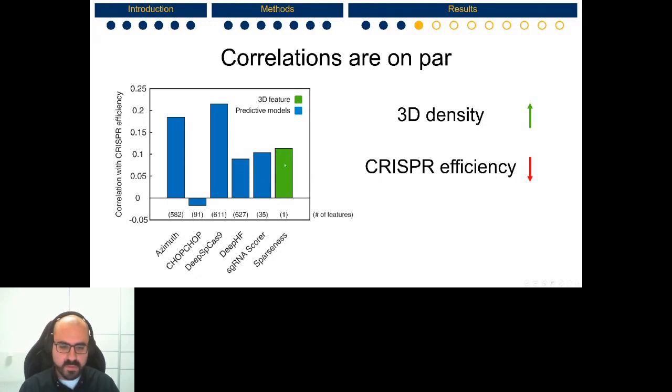You can also see that here, since, as I said earlier, this feature is a sparseness feature, the green one, and it is positively correlated with efficiency. And so dense regions are less efficient and vice versa. So this is the second point I wanted to talk about, this trend we found, the inverse relation between 3D density of the DNA and CRISPR efficiency.